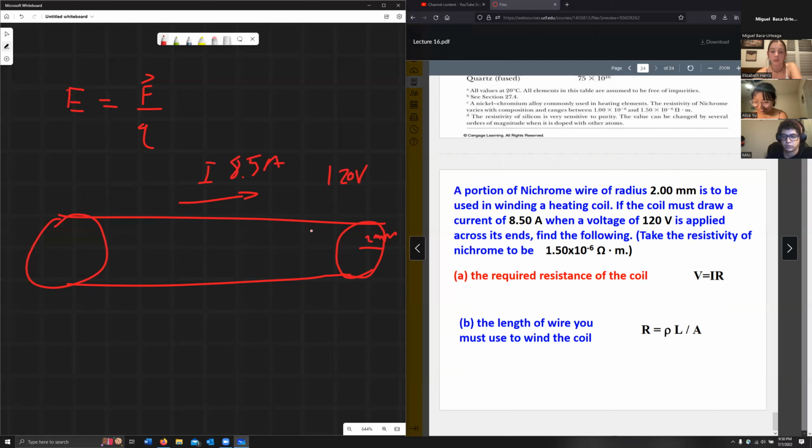Find the following. The resistivity of nichrome is 1.5 times 10 to the negative 6. So what is the resistance of the coil? R, let's not forget, is equal to volts over current, as denoted with this formula. So all that is going to be 120 divided by 8.5.